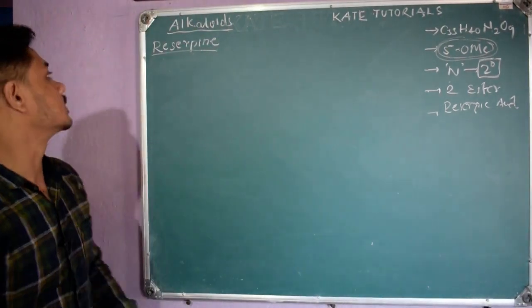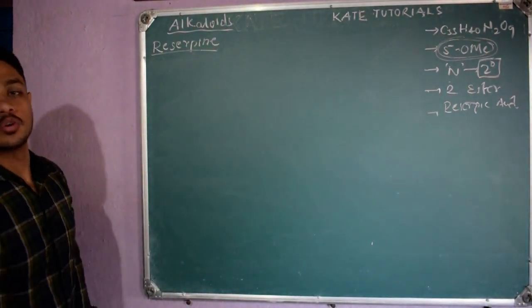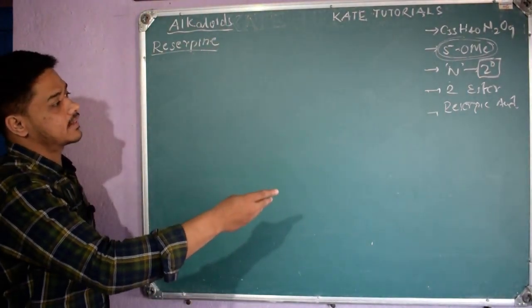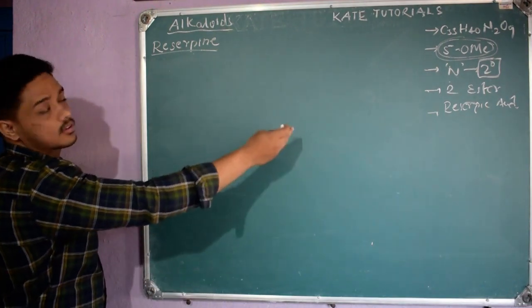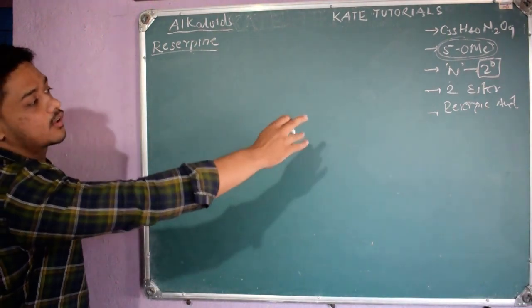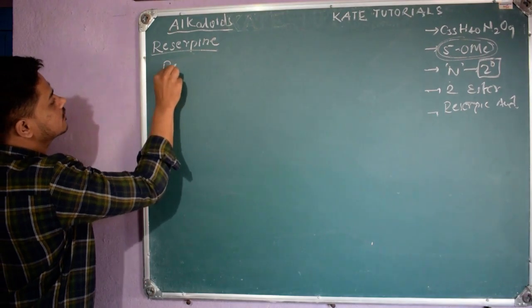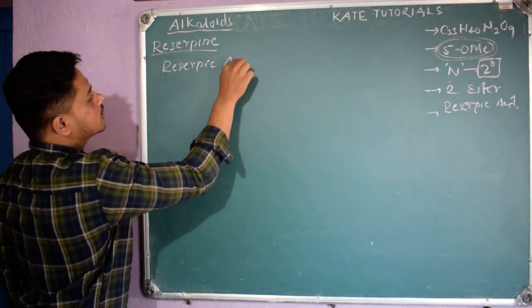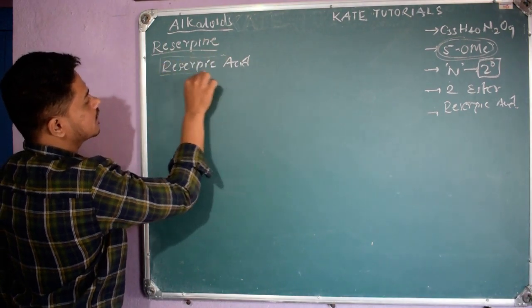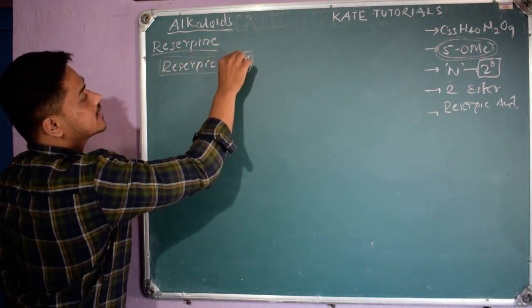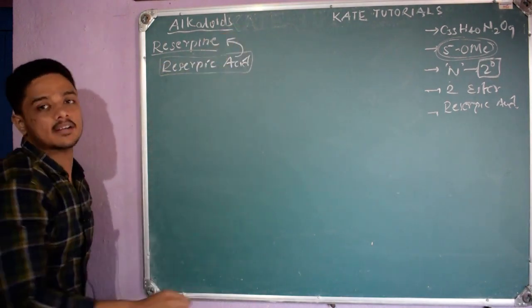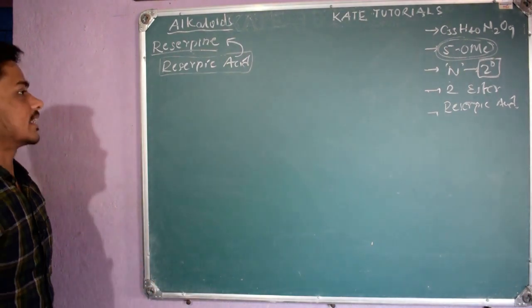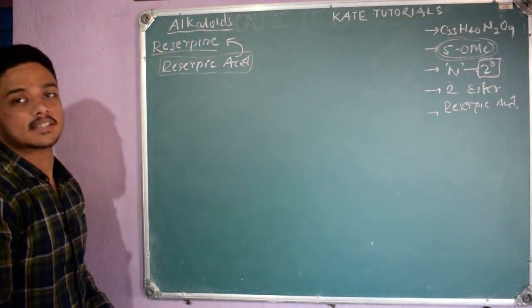So we were discussing Reserpine, right? In this class, let us determine the structure, the structure elucidation, of Reserpic acid. Because I told you, if we determine the structure of Reserpic acid, we can easily tell the structure of Reserpine, which we discussed in the last class. So let us not waste time discussing the same thing.